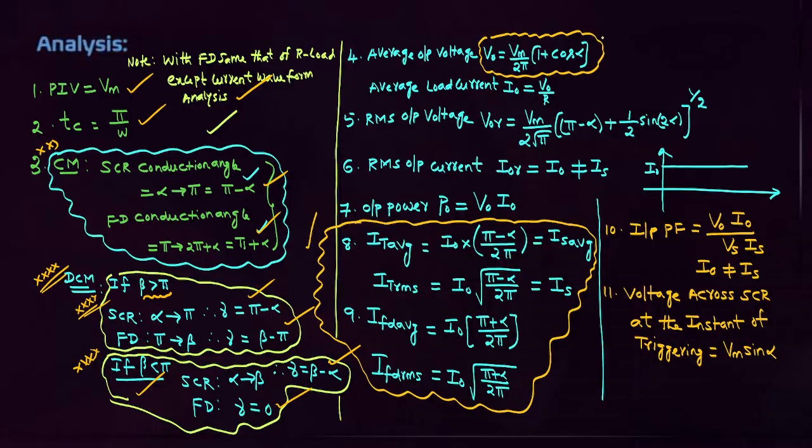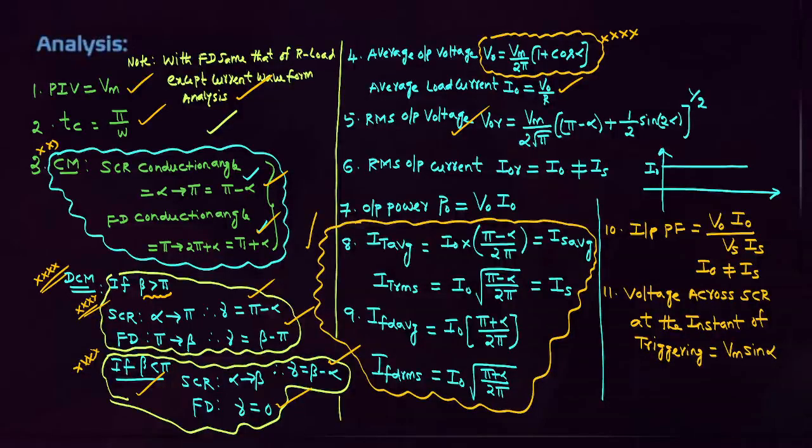Then average output voltage is similar to R load formula. That is V0 equal to Vm by 2 pi into 1 plus cos alpha. The average load current I0 equal to V0 by R. This is the RMS output voltage. RMS output voltage is equal to Vm by 2 root pi into (pi minus alpha plus 1 by 2 sin 2 alpha) to the power of 1 by 2.